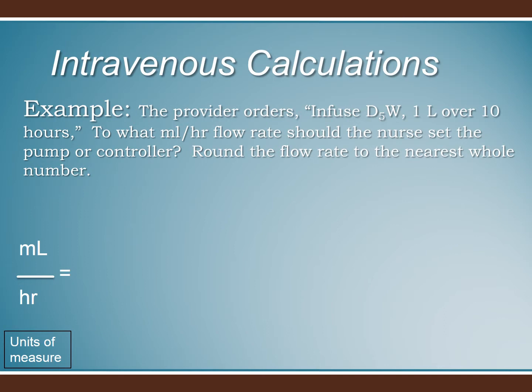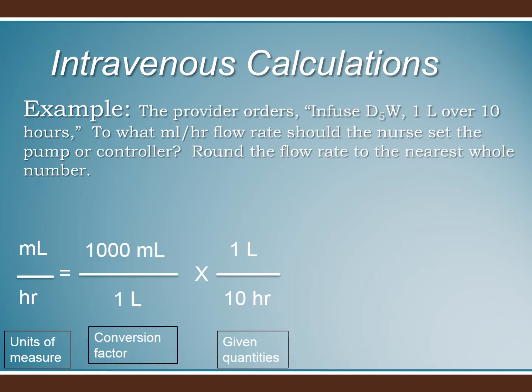So following our steps, I first need to know what unit of measure I need. Well, the example wants to know what the nurse should set the milliliters per hour rate on the pump. So next, what given quantities do I have? Well, I have 1 liter over 10 hours. Next, do I need to use a conversion this time? I have 1 liter over 10 hours.